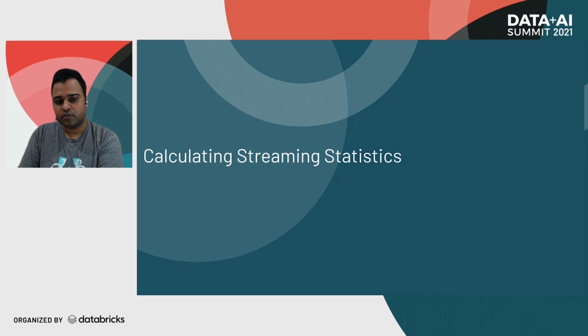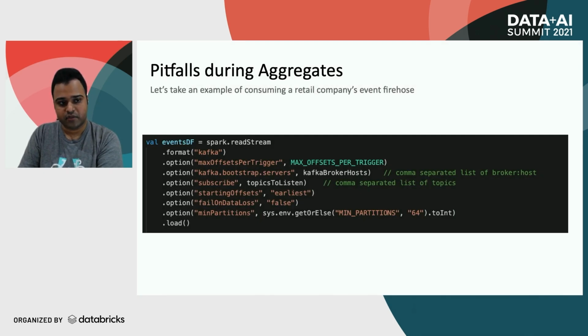Now, one of the most powerful things that we get with Spark structured streaming is the streaming statistics. So let's look at some pitfalls during the aggregate step. Let's take a very simple example. This should look familiar to you. This is an events data frame that we have created from the read stream. So we're reading from Kafka for some retail company, and the events have purchases, add to carts, clicks, views, etc.